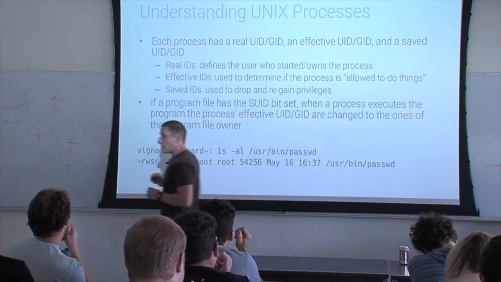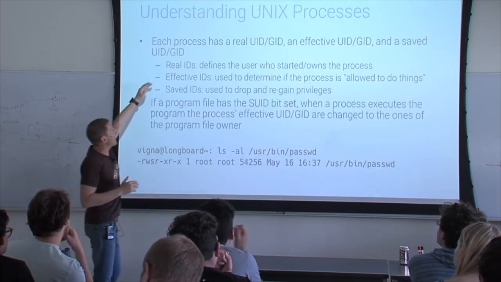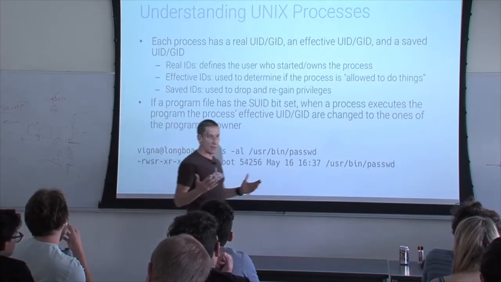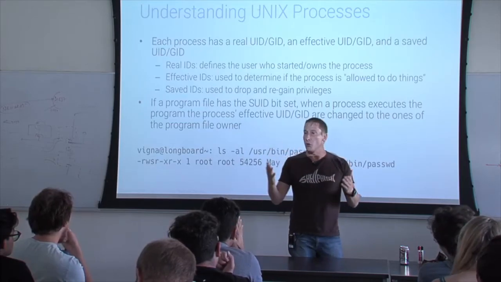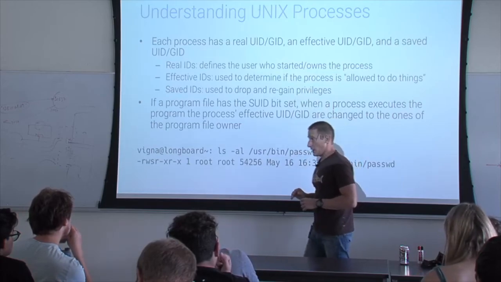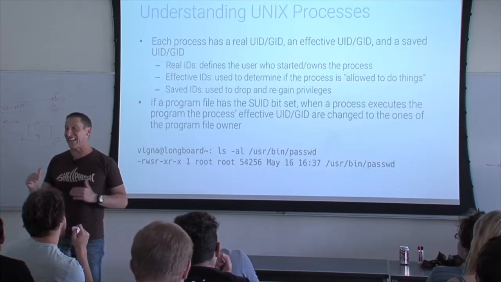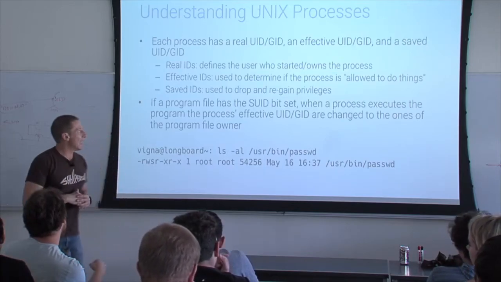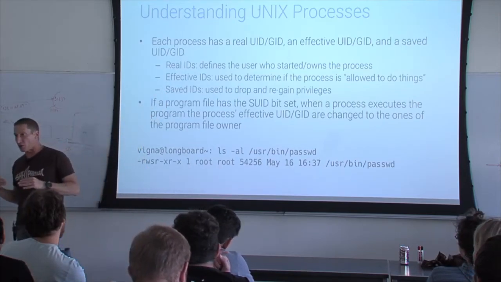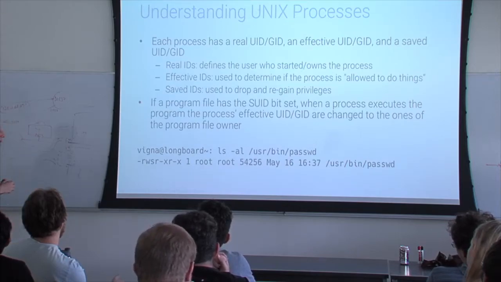So the real UID is associated with the user who actually owns the process. Okay? So if you run any program, the real UID will always be you, whatever account you're logged in at that time. The effective UID is the ID that is used in understanding what you can and cannot do. Okay? And the saved UID, as we will see, is used just to temporarily store a UID so that you can change your privilege and go back to it.